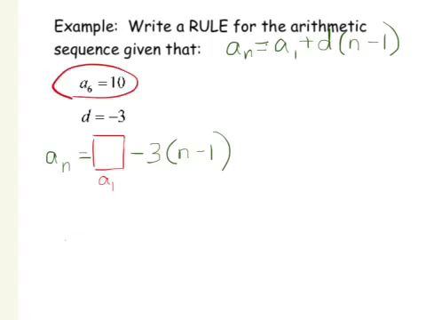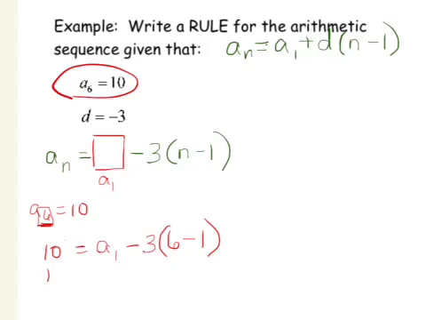The algebraic way of going about this is to do the following. I know that the sixth term is 10. So if A6 is 10, then I'm going to plug in 10 for AN. I don't know A1. I know D. But then I also know that N is 6. So I can actually work this out. And with a little algebra, I find that my first term is 25.